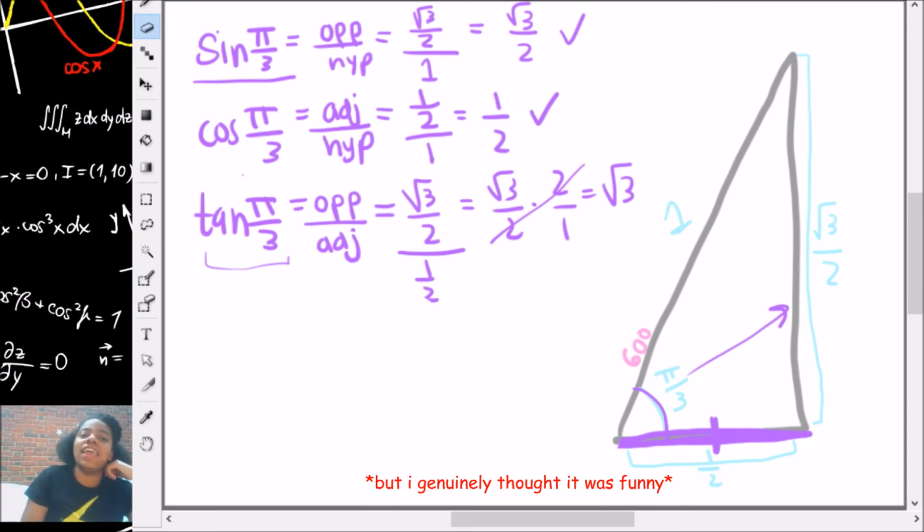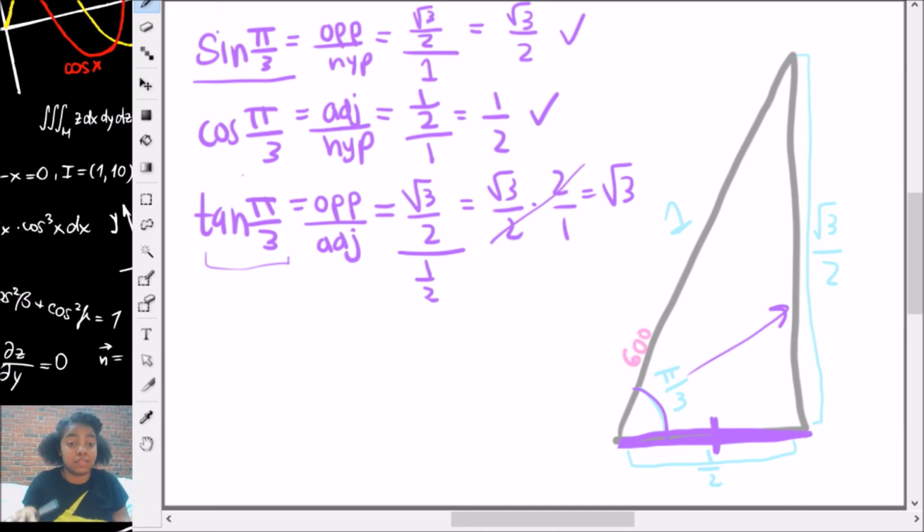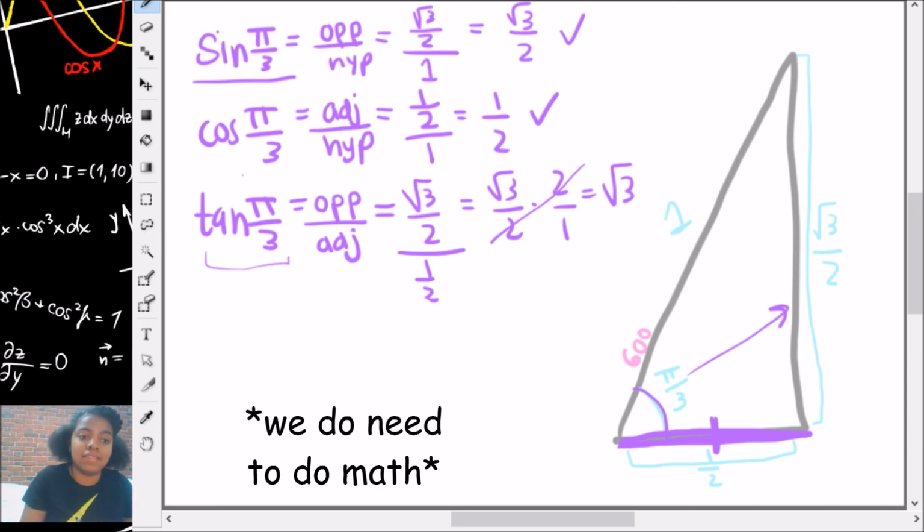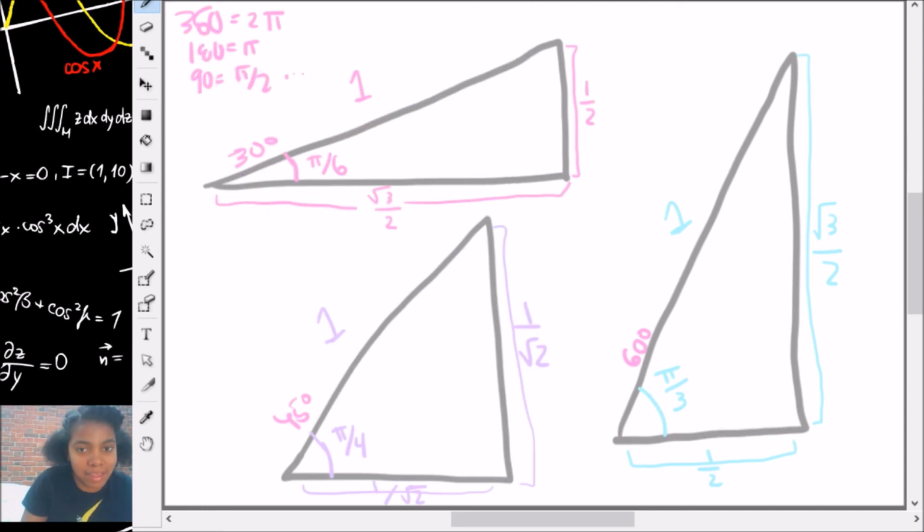Okay, so now I'm gonna go through the other triangles, and we're just gonna do like a speed round since we have the hang of it. We can just eyeball it. We don't even need to do math. Maybe we do. We'll see. Okay, so let's do pi over 6. All right, speed round.